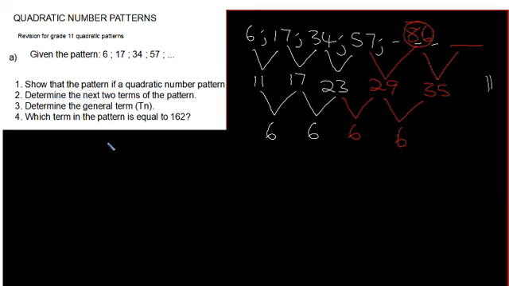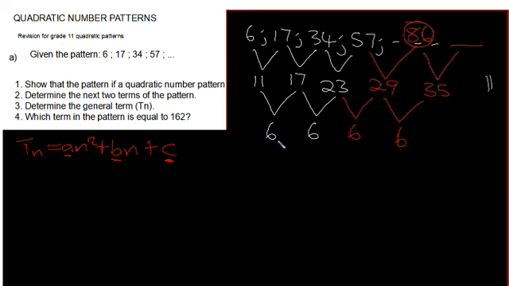And then number 3, determine the general term Tn. We know that Tn is equal to an squared plus bn plus c, because it's a quadratic number pattern. Remember quadratic equations and quadratic functions. They are all in this form, an squared plus bn plus c, or ax squared plus bx plus c. It is still quadratic. How do we determine this? We need to determine the value of a, b and c to get the general term Tn.